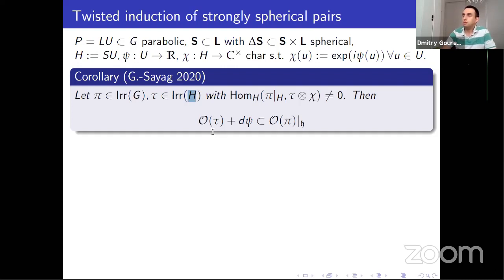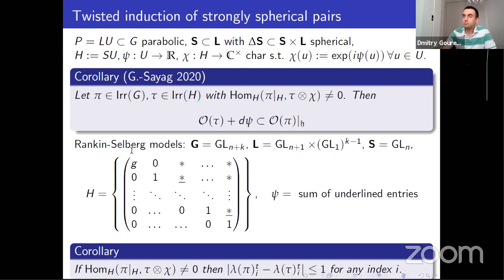Then O of tau plus the differential of psi lies in the restriction of the orbit of pi. So then we restrict the orbit of pi to H. We need the orbit of this tensor. The orbit of this tensor is just the orbit of tau plus d psi, because chi comes from psi, which is additive, so its orbit is not zero, its orbit is itself. So it's the differential. So this is a corollary.